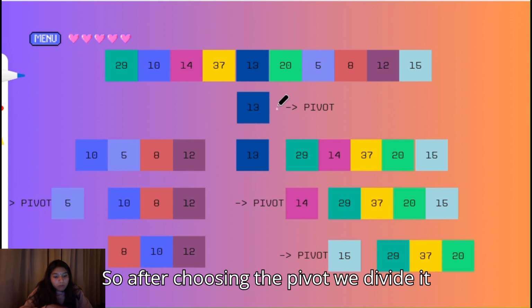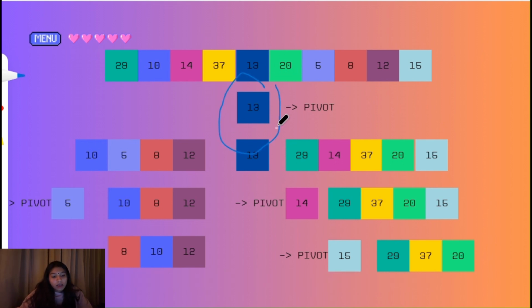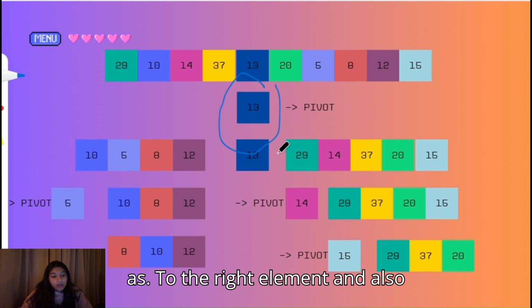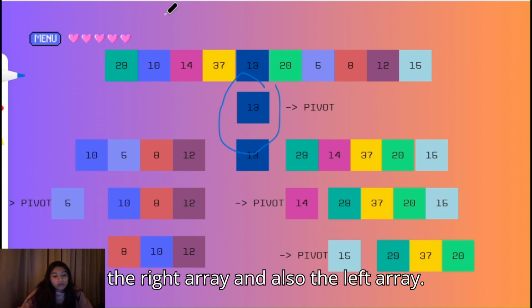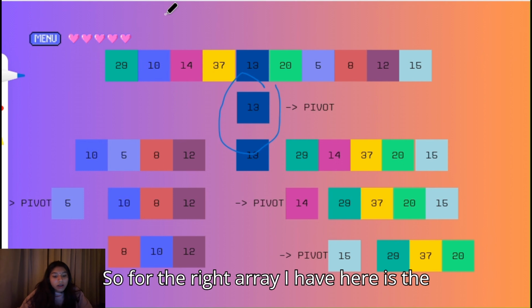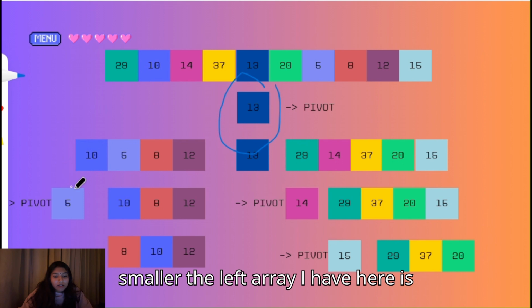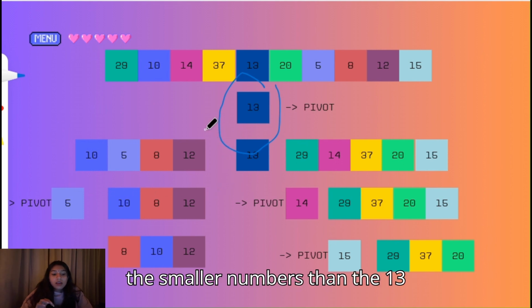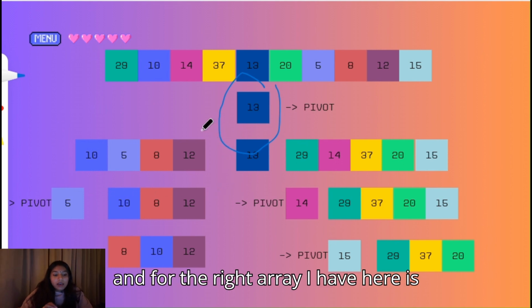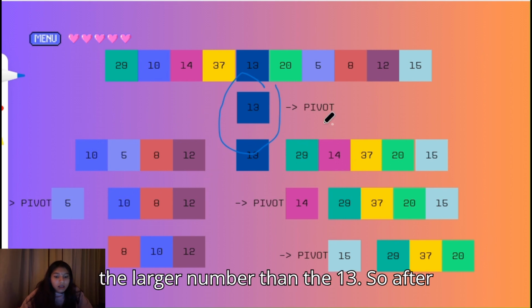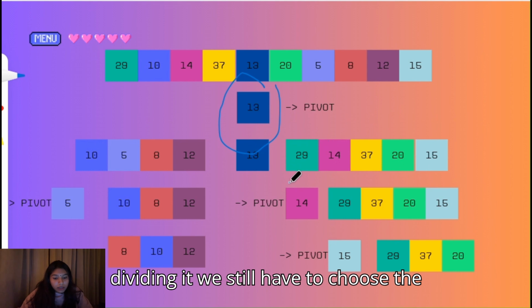So after choosing the pivot, we divide it into the left array and also the right array. The left array I have here is the smaller numbers than the 13, and the right array I have here is the larger numbers than 13. So after dividing it, we still have to choose the pivot.